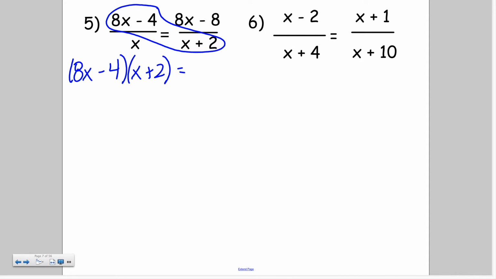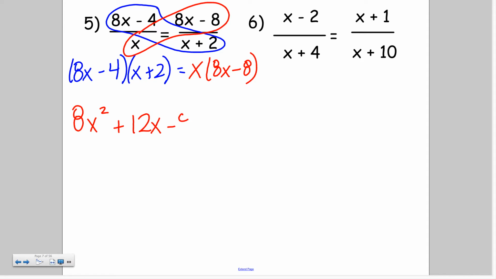Alright, then we've got x times 8x minus 8. So because I've got binomial times binomial, I can FOIL it, or I can do the box method, either one. So when I box it or FOIL it, I get left with 8x squared plus 12x minus 8. That's after FOIL, after box. Equals 8x squared minus 8x.